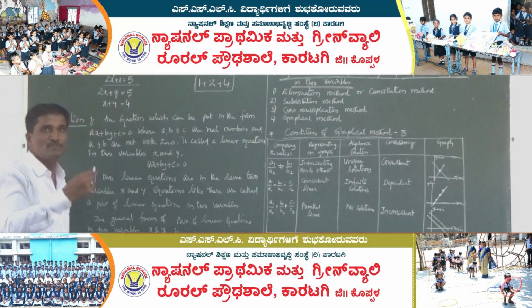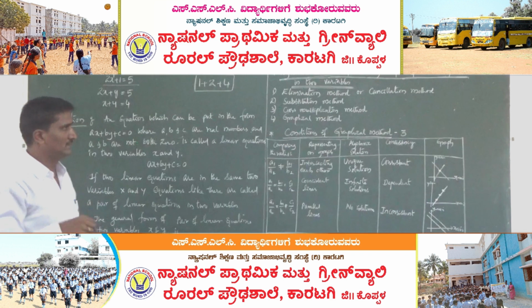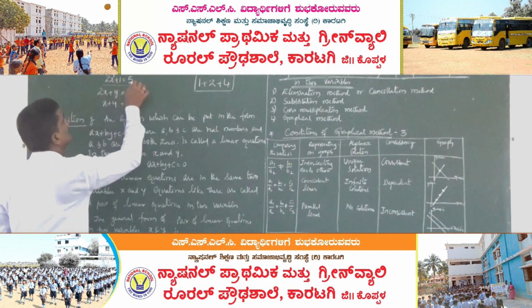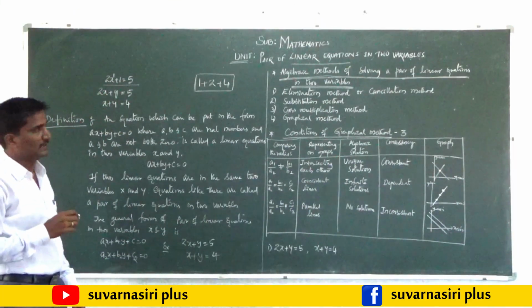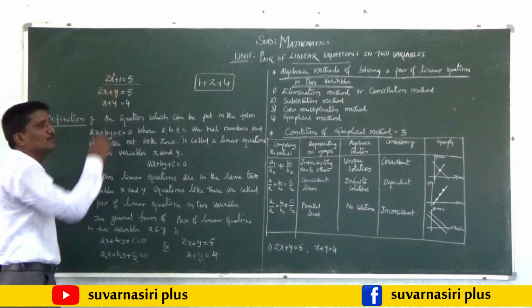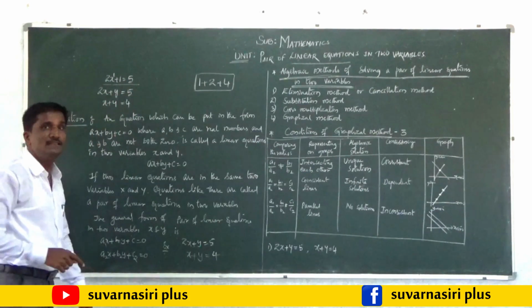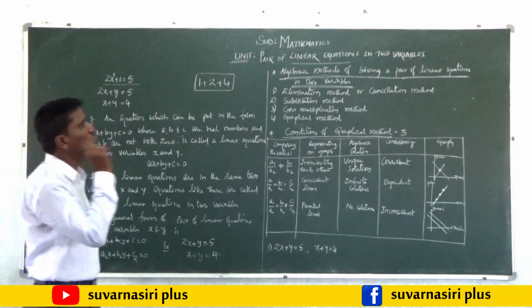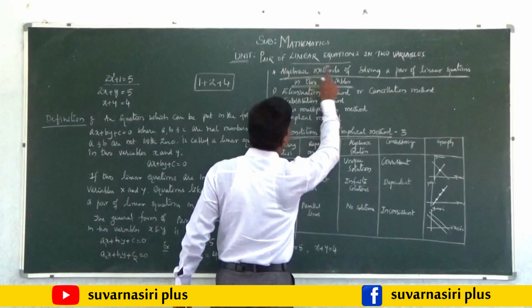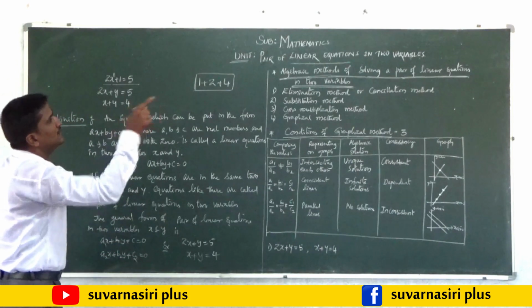Linear equation, quadratic equation, cubic equation, and biquadratic equation. Among these, the first one is the linear equation. In this equation, the variable x has power 1, so we call it a linear equation. But our chapter is linear equations in two variables, that is, pair of linear equations in two variables.